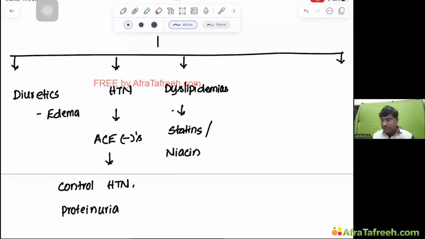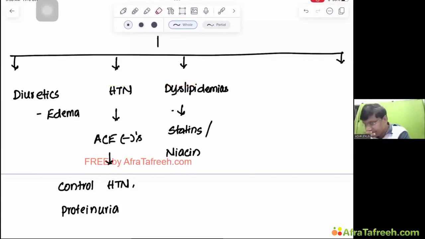Niacin is mainly given to increase the HDL levels. To increase the HDL, yeah. So whenever there is low HDL, then we give this particular niacin, right? Very good, Vinita. So that is about how you treat dyslipidemias.